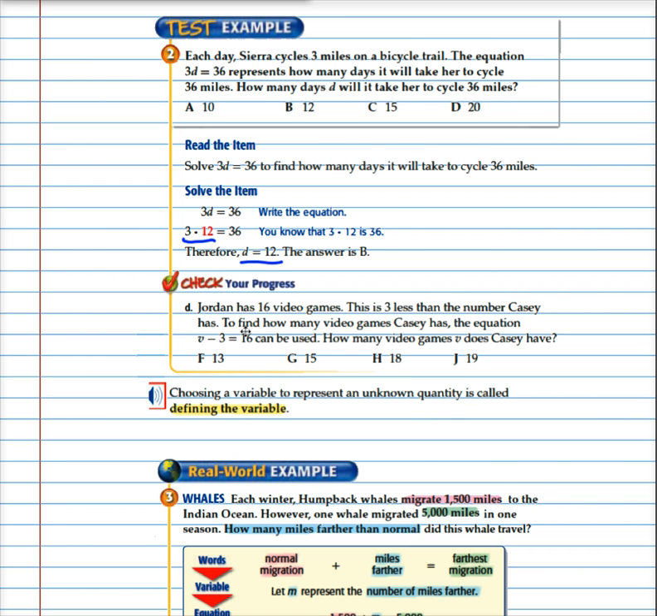In the Check Your Progress example, it says Jordan has 16 video games. This is 3 less than the number Casey has. To find how many video games Casey has, the equation v minus 3 equals 16 can be used. How many video games v does Casey have? Well, we know that 19 minus 3 equals 16. Therefore, the value of our variable v must be 19. The correct answer then is J.